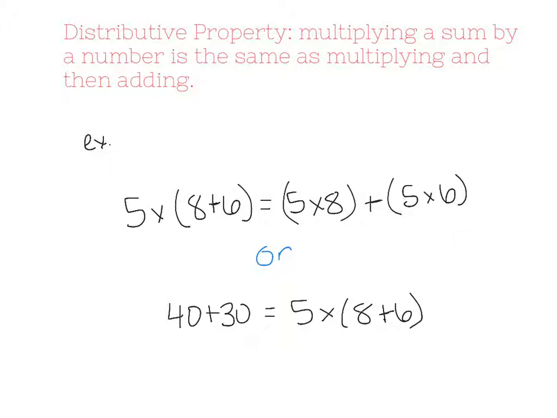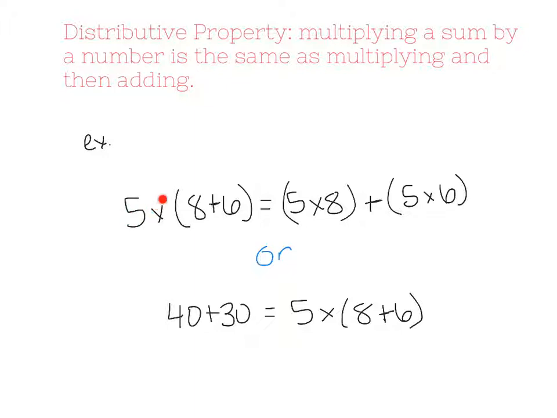So let me show you what it means. The distributive property is the property that multiplying a sum by a number is the same as multiplying and then adding. So I think the best way is to show you an example.